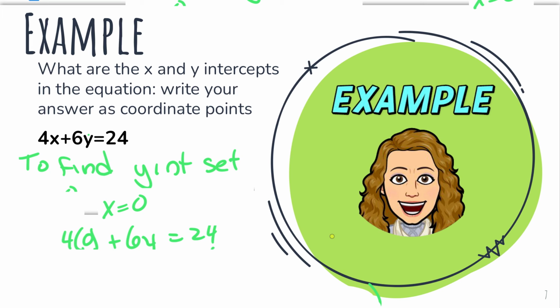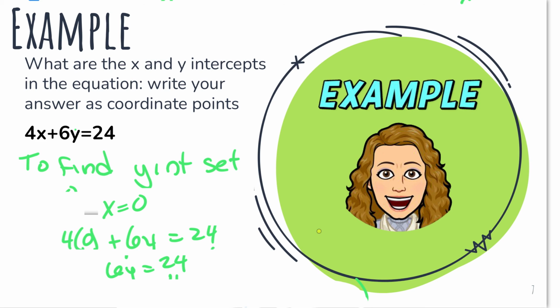So then we solve for y by setting 6y equal to 24. And in this case, y is equal to 4. And so our y-intercept is at 0, 4.